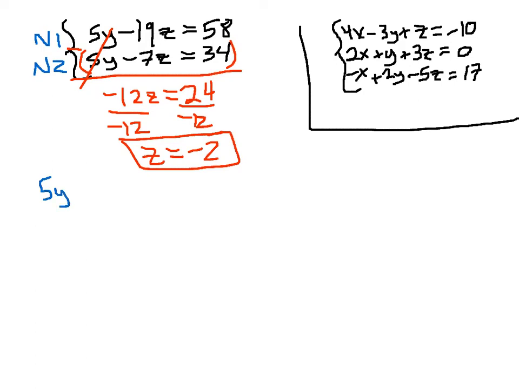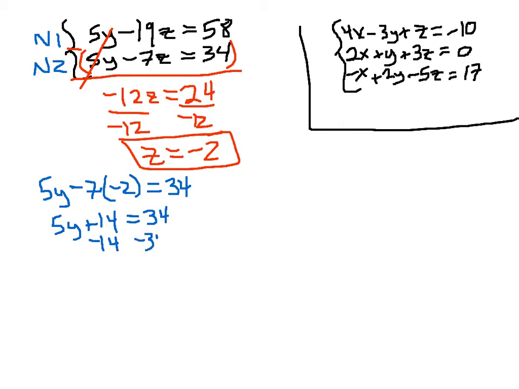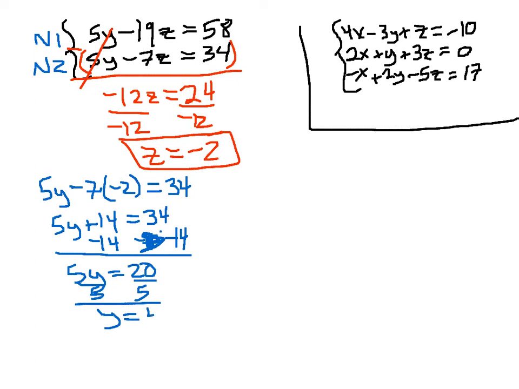5y minus 7 times negative 2 equal to 34. I'm plugging negative 2 in for z. I get 5y plus 14 equal to 34. This looks like it'll turn out well as well because I'm going to subtract 14, not 34. Subtract 14 from both sides. I get 5y equal to 20. Divide by 5. I'm going to get y equal to 4. So once I eliminated the x's, I had a nice system that I can solve, and I did that. I got my z equal to negative 2, got my y equal to 4.